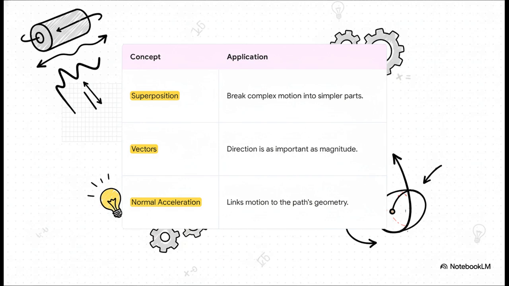You know, the goal here wasn't just to get the numbers 4r and 2 root 2r. It was about the method. And the big ideas to take away are these. First, superposition is your best friend. Break hard problems into easy pieces. Second, vectors are everything. Direction matters just as much as speed. And third, this idea of normal acceleration is the beautiful link that connects the physics of motion with the pure geometry of a path. It's a powerful set of tools you can use everywhere.